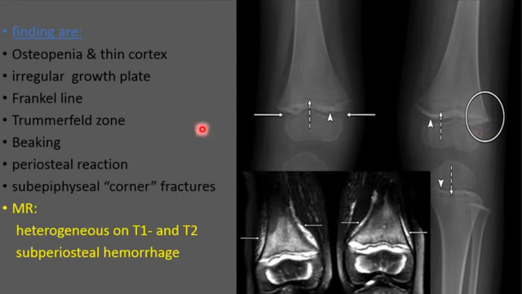In MR, there is heterogeneity on T1 and T2, and also subperiosteal hemorrhage, which appears as a hyperintense region in the T2 weighted fat-saturated sequence. Also, areas of heterogeneity or high signal intensity could be seen in this region due to hemorrhage as a result of vitamin deficiency.